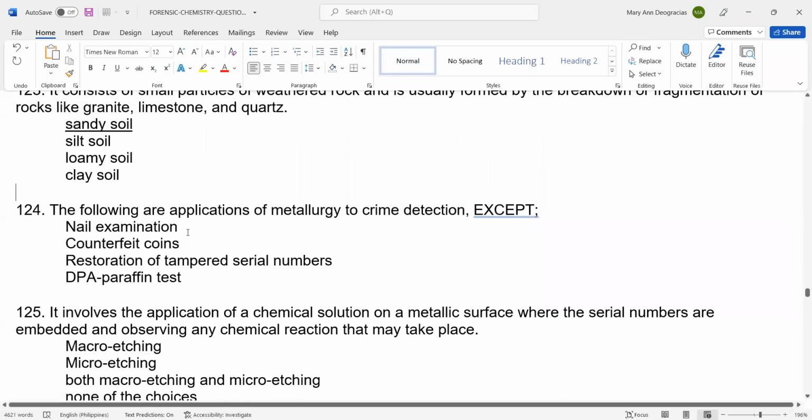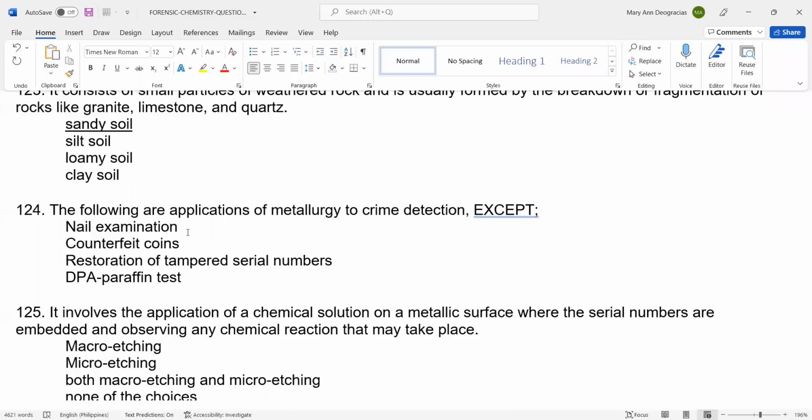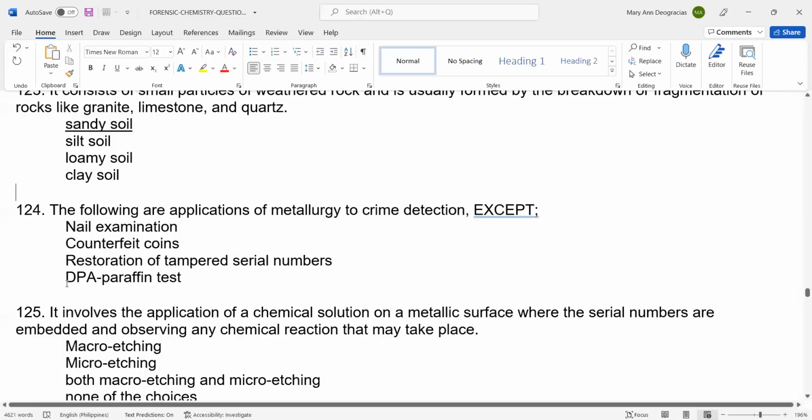The following are applications of metallurgy to crime detection, except. You can clearly see the answer there. We have nail examination, counterfeit coins, restoration of tampered serial numbers, then we have the DPA paraffin. Of course, our answer is the DPA paraffin test because this is a test for the presence of nitrate residues.